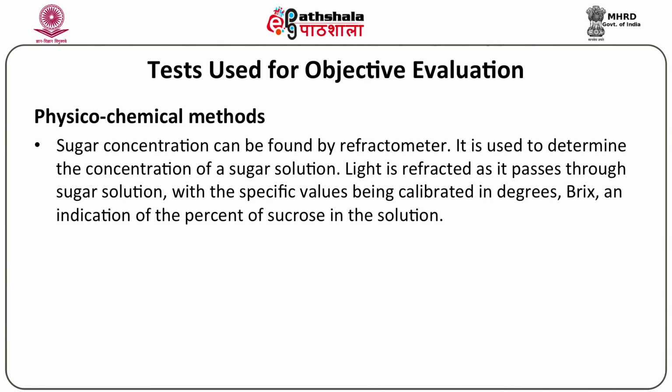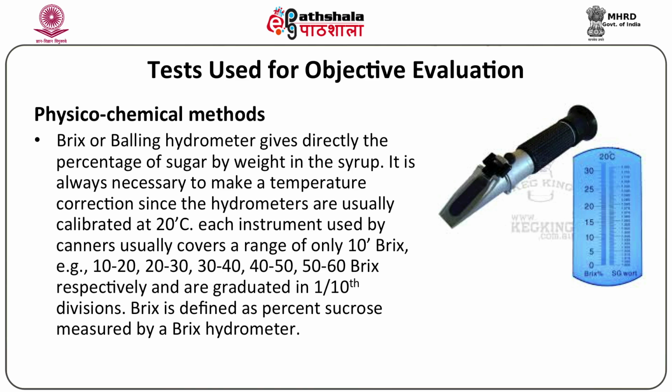Also, the sugar concentration can be found using a refractometer. It is used to determine the concentration of the sugar solution. Light is refracted as it passes through the sugar solution, with the specific values being calibrated in degrees Brix, an indication of the percent of sucrose in the solution. The Brix or boiling hydrometer gives directly the percentage of sugar by weight in the syrup.